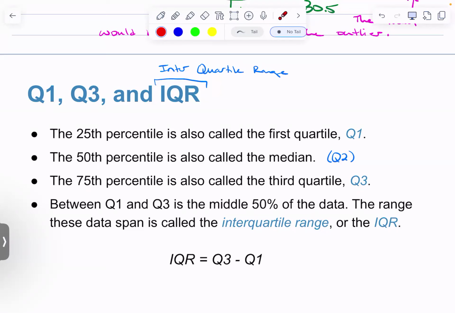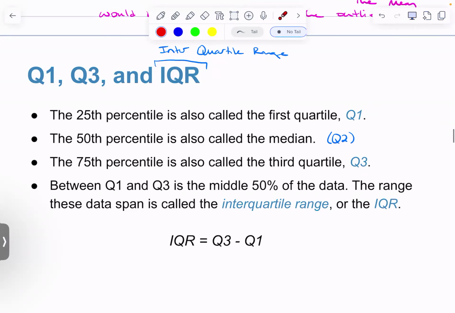Knowing the quartiles, specifically the first and third quartile, and then breaking down the name: inter means between, and then quartile, and the range is the distance. So it's really the distance between the quartiles, which gets us to: between Q1 and Q3 is the middle 50% of the data. The range that these data span is called the interquartile range, or the IQR.